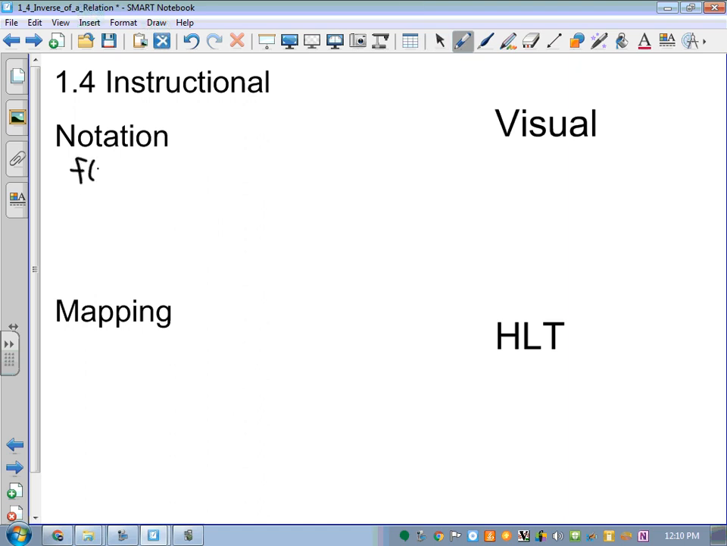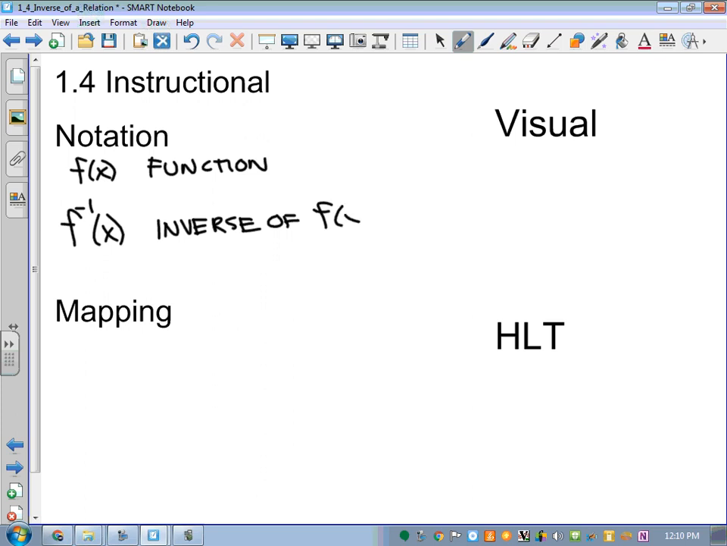So if we describe f of x as the function, then the way that we would write the inverse of that function is f, with an exponent of -1, of x. And I'm just going to put that this is the inverse of f of x. What is really important is that students understand that f -1 of x does not mean 1 over f of x. That is the reciprocal. It's something we touch on in 20-1 math, and we will see it again in 30-1 as well.